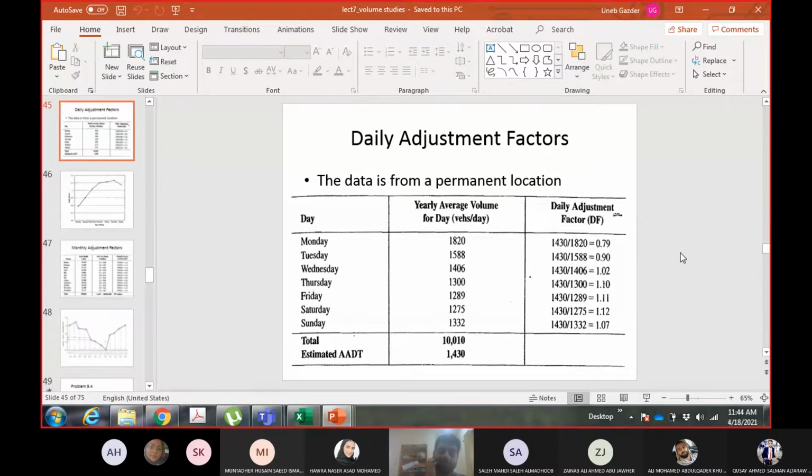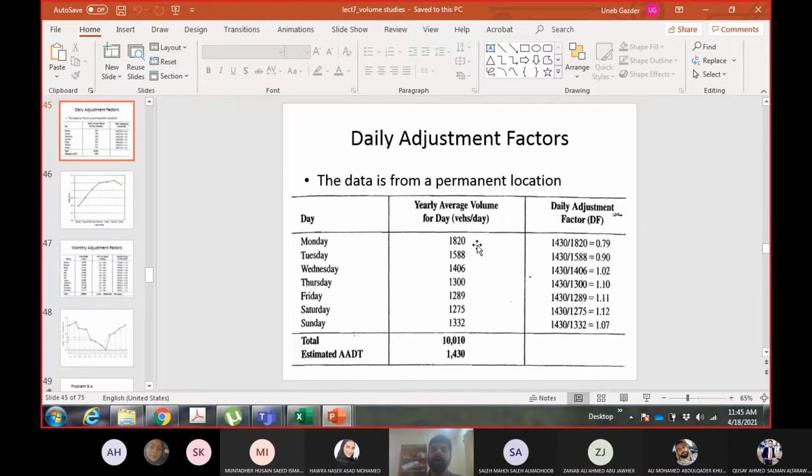So in this example, we have data from a control count location, and in this data they had all days of the year. So for each day of the week they have calculated a separate average. For example, you see an average for Monday. See here, yearly average volume for a day, Monday, Tuesday, and so on. For example, in 1 year, let's say we had 52 Mondays. So from the 365 days of the data, they separated the 52 values of Monday and took the average of those values, and that is 1820. Same thing for Tuesday. They took out the values for Tuesday and calculated the average.